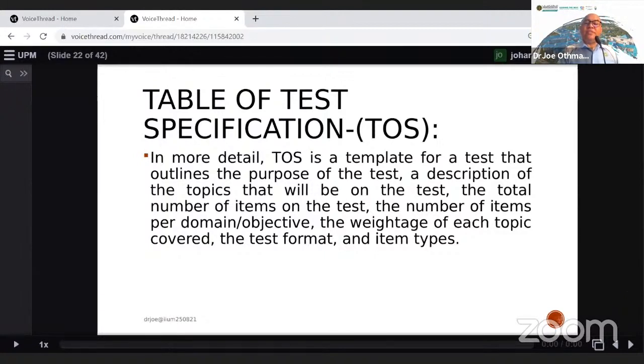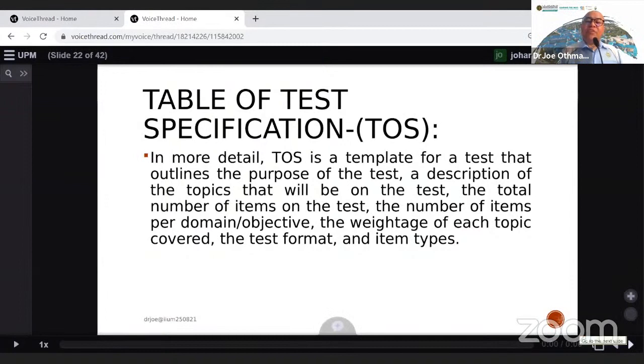In more detail, TOS is a template for a test. It's actually a template for a test, or in another word, it's a blueprint. If a building must have a blueprint before the contractor and the people that create the building, even a car has a blueprint. Therefore, any big test, especially like SPM, STPM, surely has a table of test pack. It's just that we common folk don't see it. They won't let us see, but they have the Kementerian and the lembaga peperiksaan.